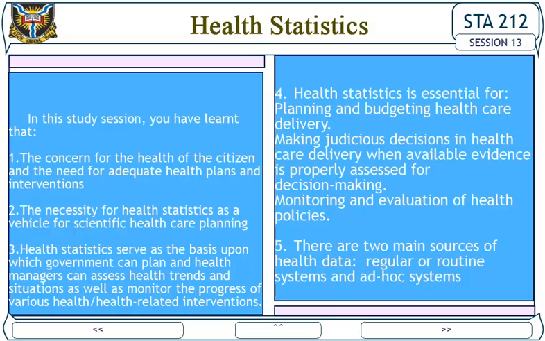4. Health statistics is essential for planning and budgeting healthcare delivery, making judicious decisions in healthcare delivery when available evidence is properly assessed for decision-making, and monitoring and evaluation of health policies. 5. There are two main sources of health data: regular or routine systems and ad hoc systems.